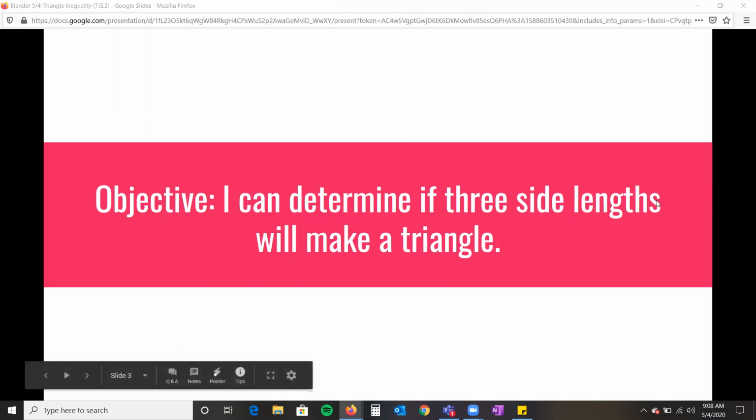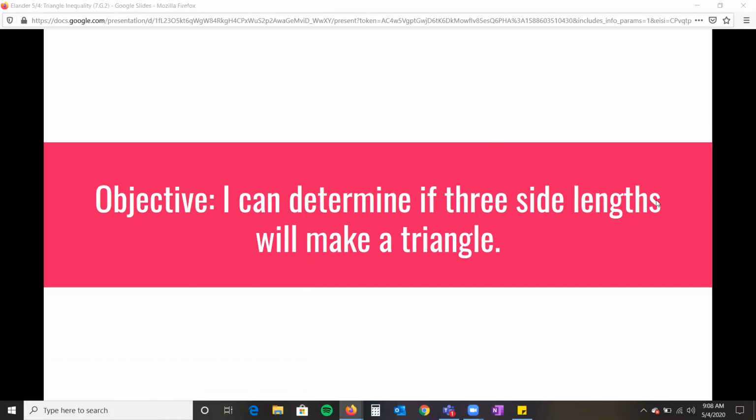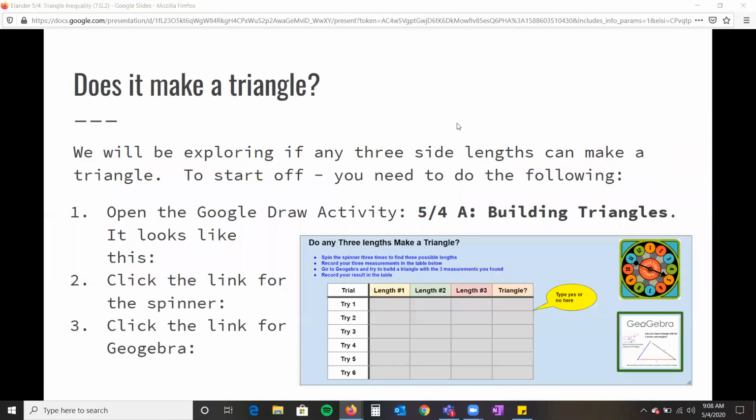We're going to be talking about triangles, and the objective here says I can determine if 3 side lengths will make a triangle. So if we have the 3 lengths of a triangle, the length of this side, and this side, can we find out if those 3 lengths make up a triangle? Okay, that's what we're going to do today. So does it make a triangle? We will be exploring if any 3 side lengths can make a triangle, like we just said.